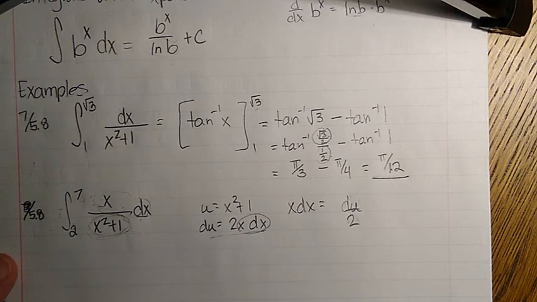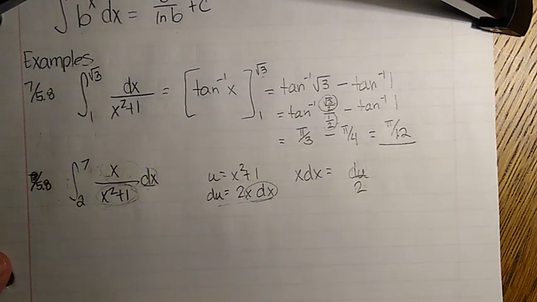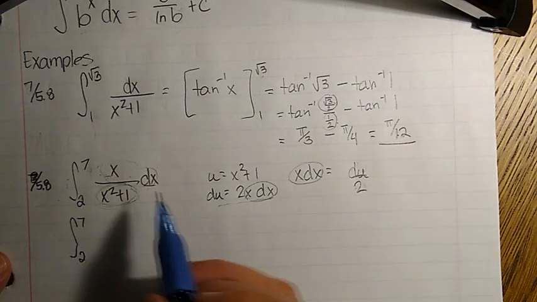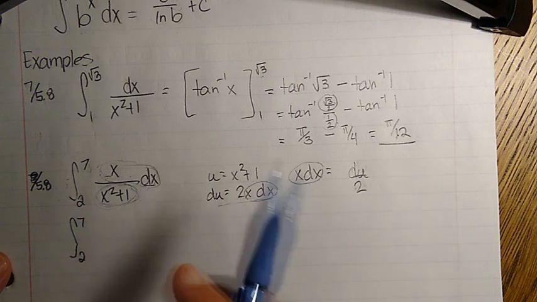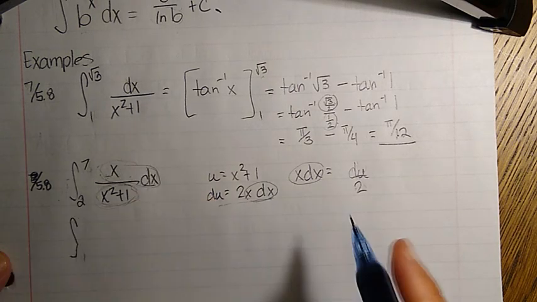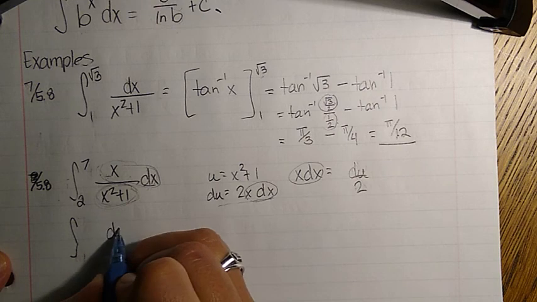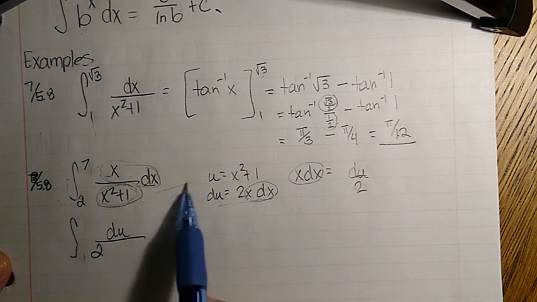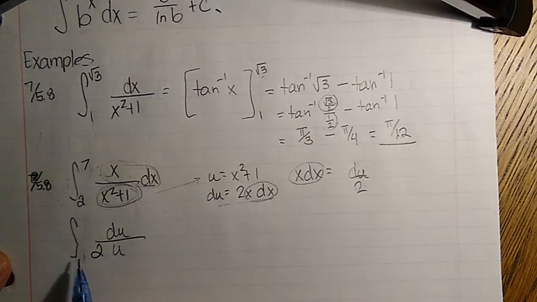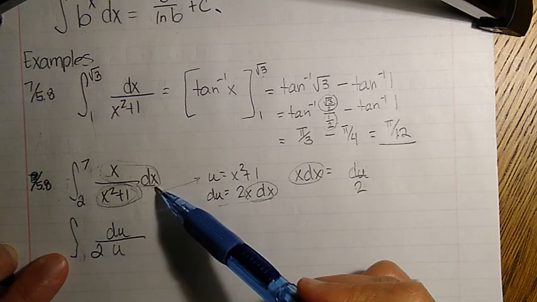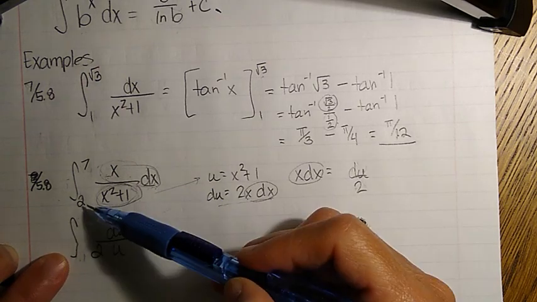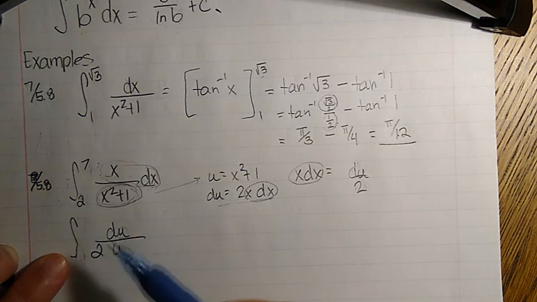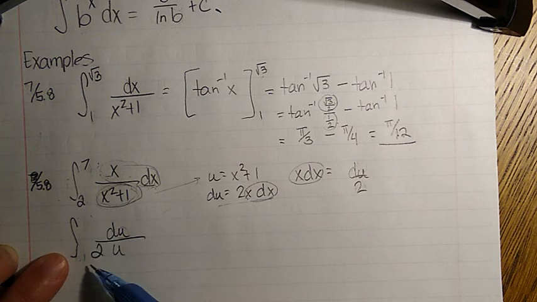All right, so here's our substitution. x dx is du over 2. And what's down here in the bottom? That's u. So now what about my limits of integration? Well, here my variable of integration is x, and as x varies from 2 to 7, we're accumulating area. Well, now my variable of integration is u. As u varies from what to what, am I accumulating area?